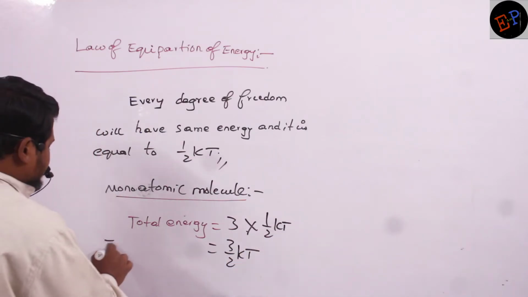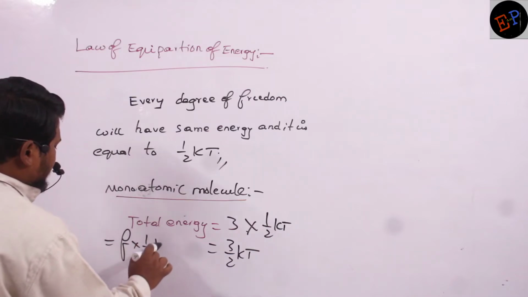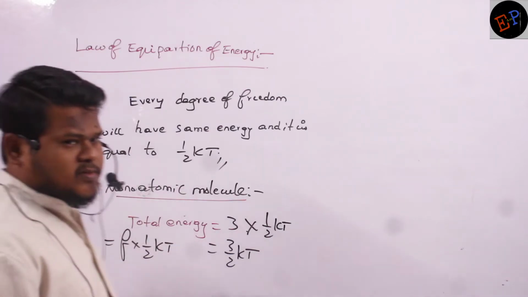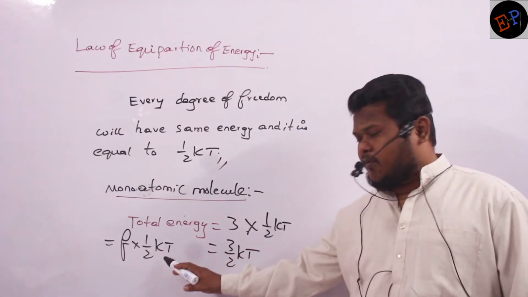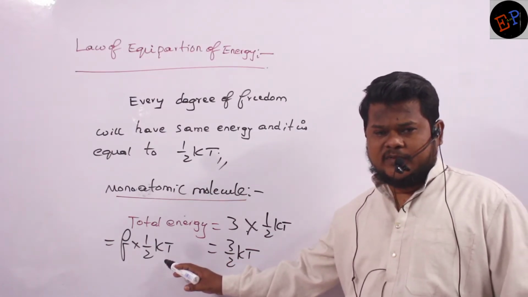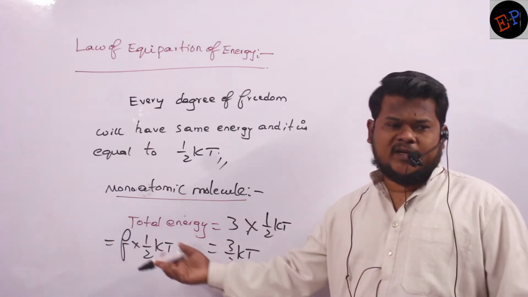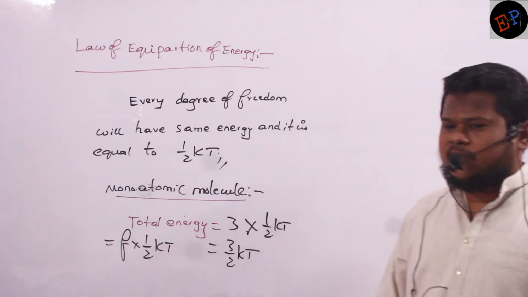Or you can write like this. Just you can write F multiplied by half kT. Understood now? F multiplied by half kT. Each degree of freedom will have half kT energy. Equal distribution is there, no? And how many degrees of freedom? 3 degrees of freedom. So total energy is F into half kT.